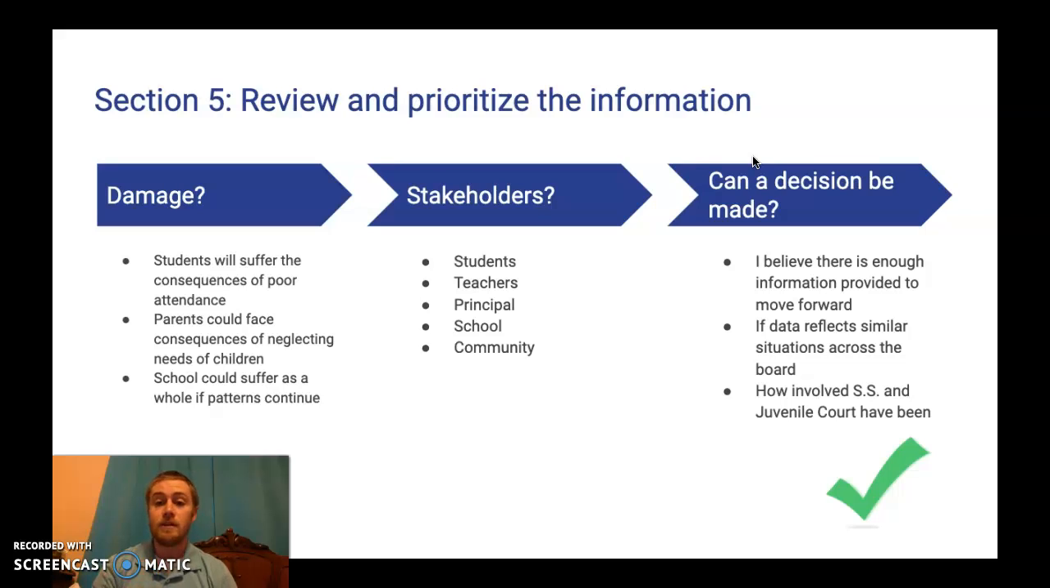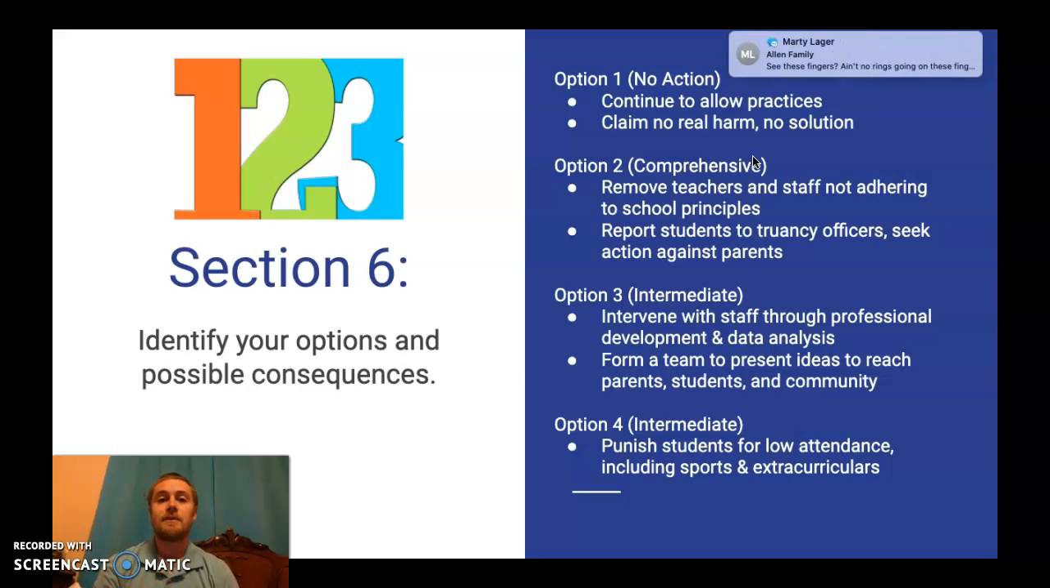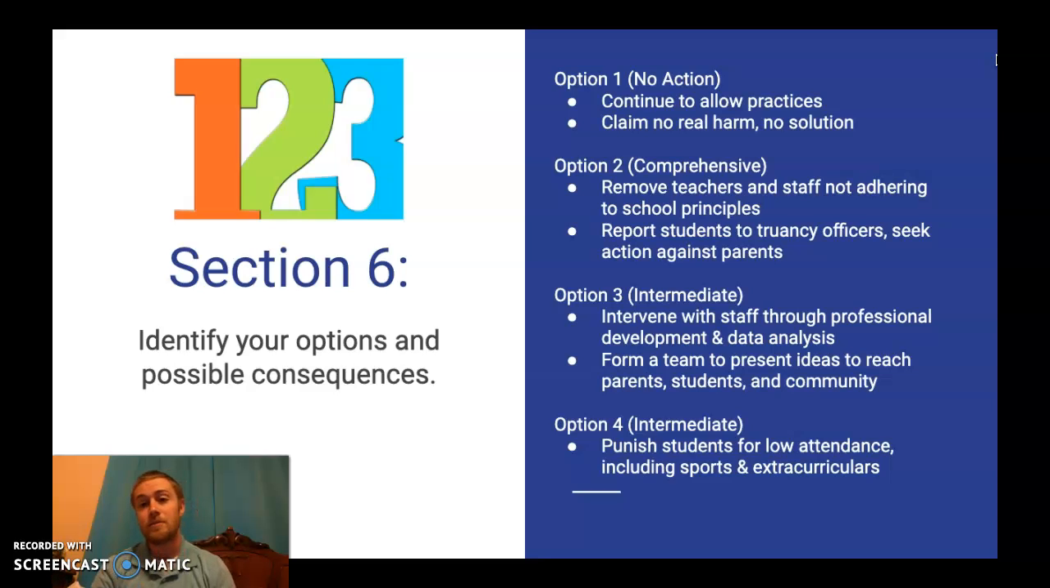And how involved have social services and the juvenile court system been in the past in the current situation? And how willing are they to get involved in the future? So looking at some possible options, option 1 is to take no action. So even though I've been told by my superintendent to investigate the situation or remedy it, I'm going to say that I'm going to continue to allow these negative practices and claim there's no real harm or that there's no solution that I could find.